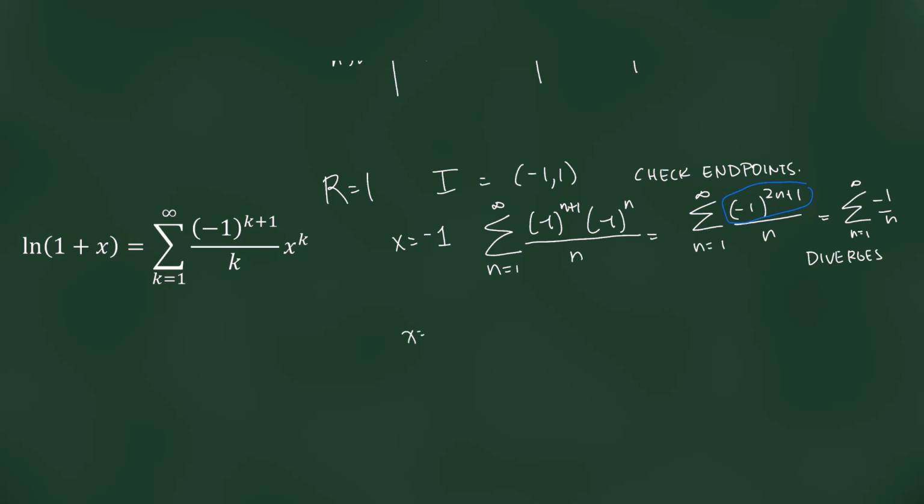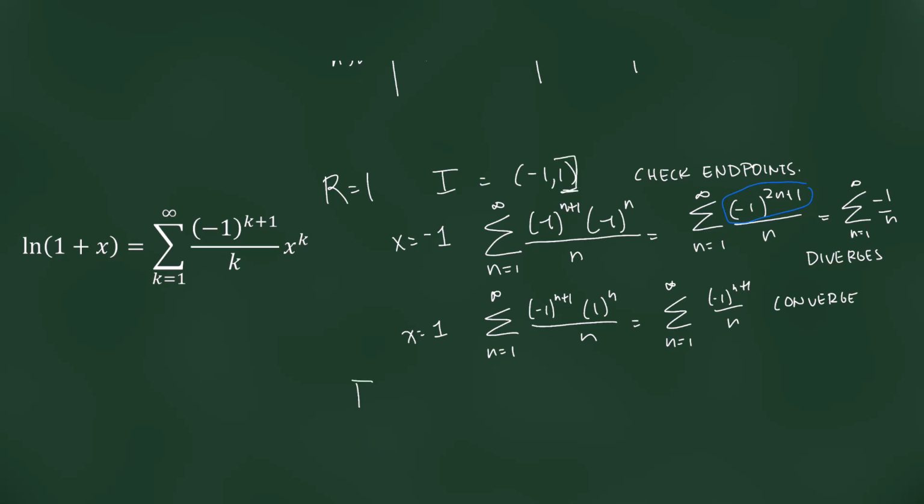Let's see if anything different happens at +1. At x equals +1, we're going to get the sum from n equals 1 to infinity of (-1)^(n+1) times 1^n over n, which is just going to be our alternating harmonic series. So this one does in fact converge. So we're going to correct our interval. It's actually going to be from -1, and we're going to include +1.